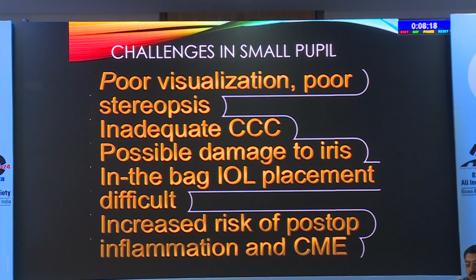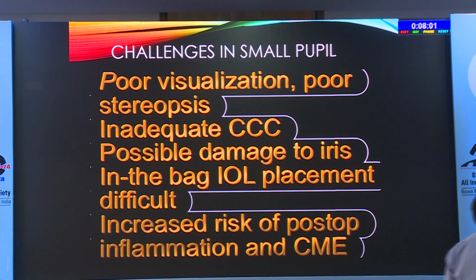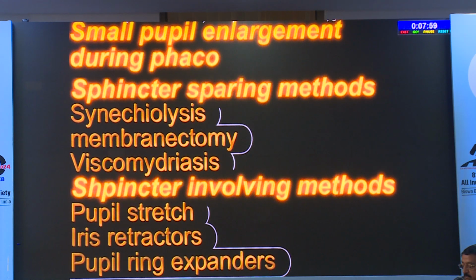So what are the challenges we face in phacoemulsification for small pupil? There is poor visualization, and sometimes, due to the small pupil, inadequate capsular access or possible damage to the iris, and the placement of the in-the-bag IOL is difficult, and post-operatively there is increased risk of inflammation and cystoid macular edema.